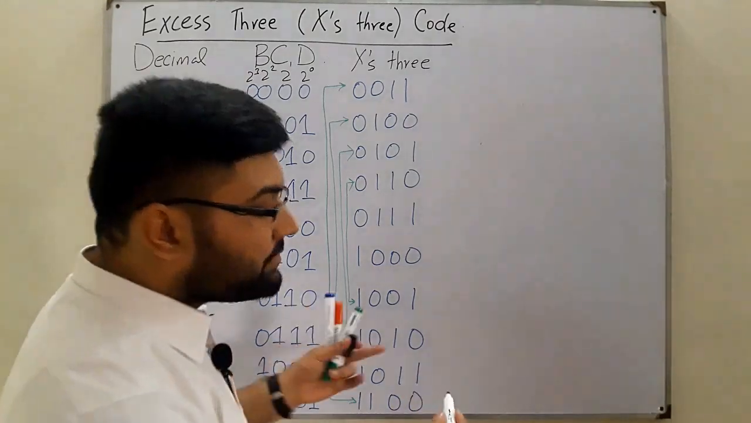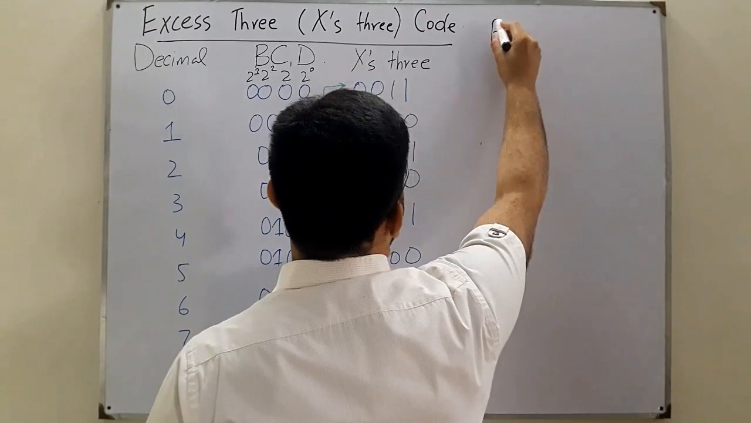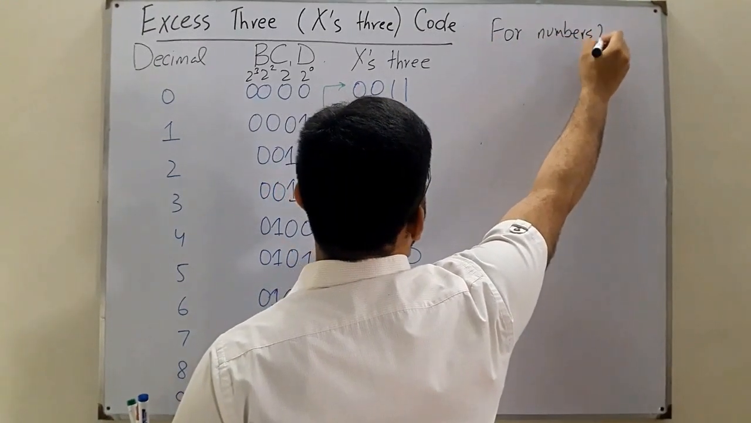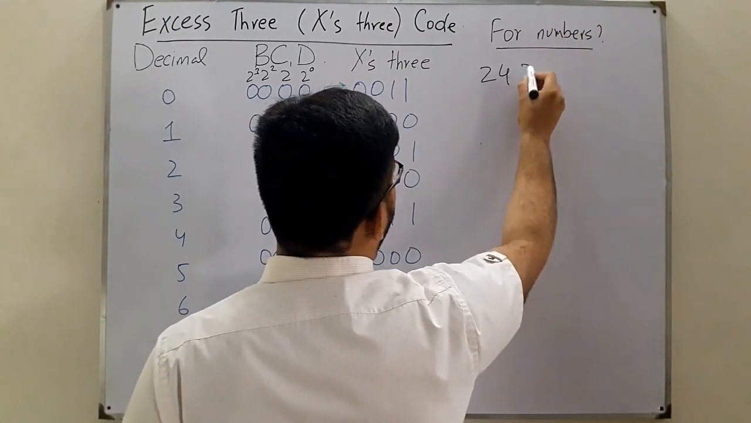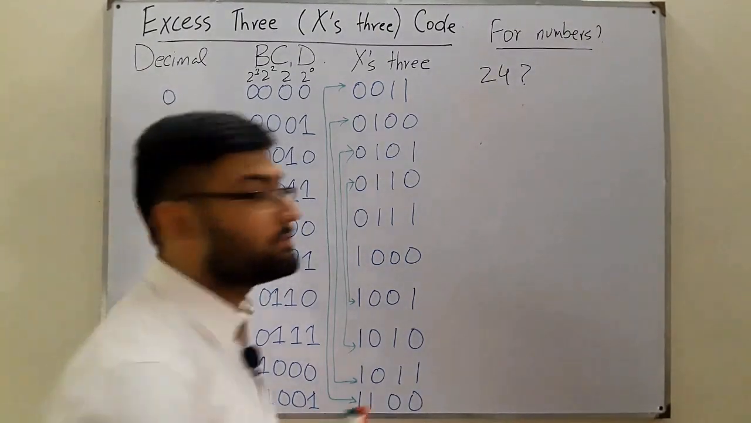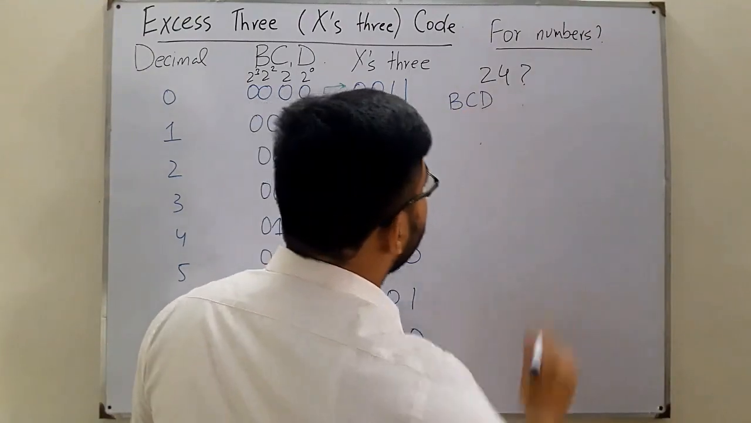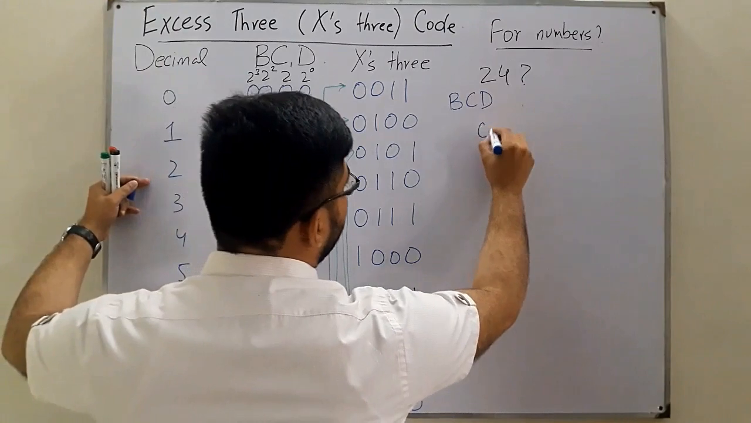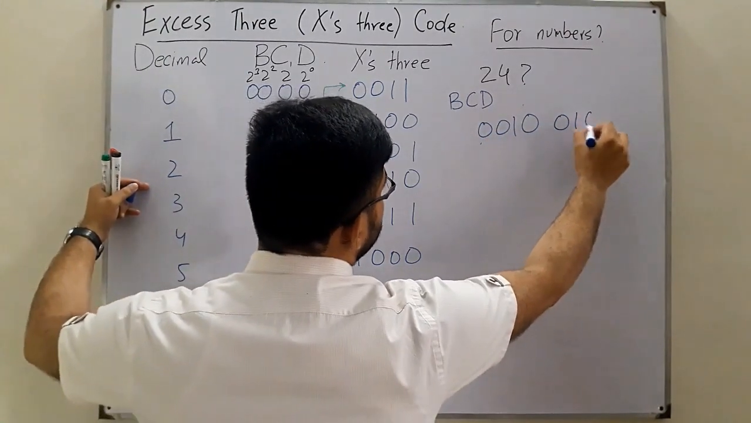Alright. Now, how do we find the Excess-3 code for numbers? For digits it's given, but how do we find it for numbers? As simple as it is, let's say we need Excess-3 code for 24. For 24, first you need to write the BCD, the binary coded decimal in 8421. And you know how to write it. You write it separately for both. For 2, it's 0010. And for 4, it is 0100.